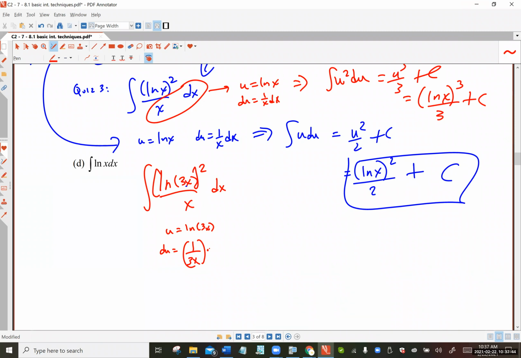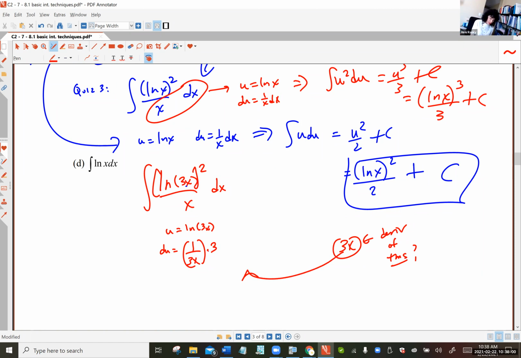Oh, I think I did the integral, sorry. I'm just asking you, what's the derivative of this, my dear? I'm just asking you a little piece of the problem, okay? What's the derivative of just 3x? 3. Thank you. So I'm using the chain rule here, all right? But then in the dx, these 3's cancel, so the du for the problem is just 1/x dx, because the 3's cancel.